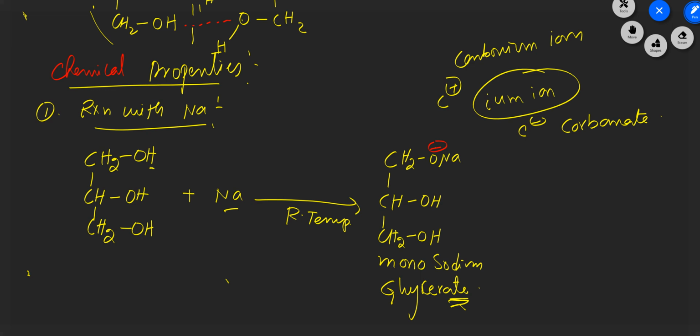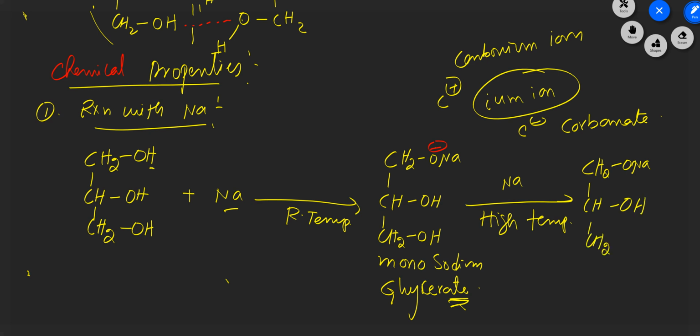Again, I am taking 1 mole of sodium at high temperature. Again, it replaces one of the hydrogens with sodium. It forms disodium glycerate: CH2ONa, CHOH, CH2ONa. Disodium glycerate is formed when glycerol reacts with sodium.